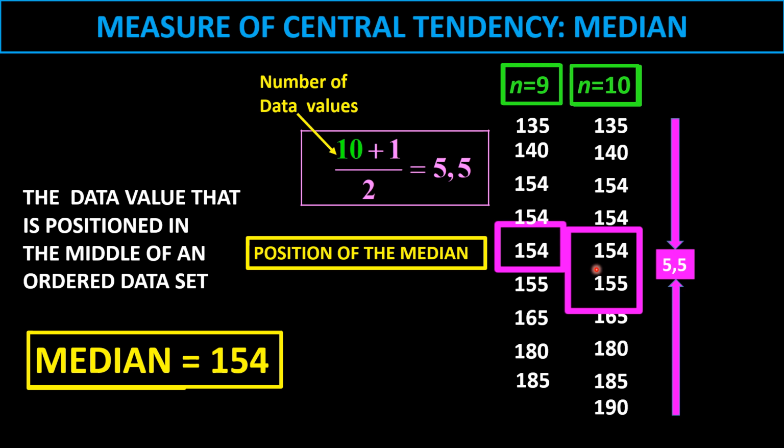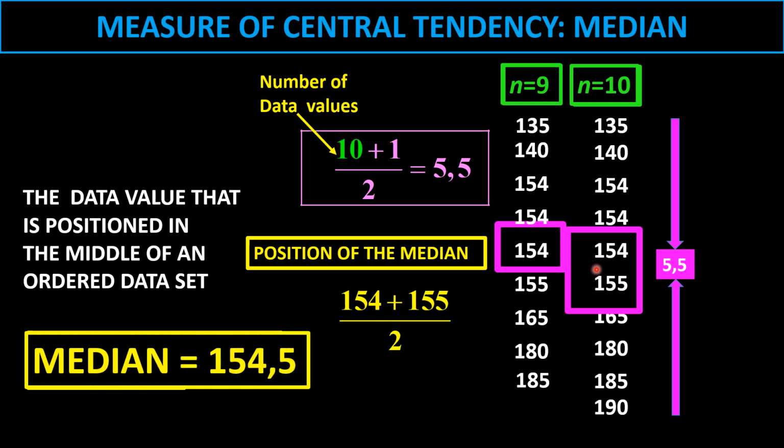But to work out the actual median, it's in the middle of 154 and 155. So we just work out a simple arithmetic average there, which is 154 plus 155, divided by 2, which gives you a value of 154.5.